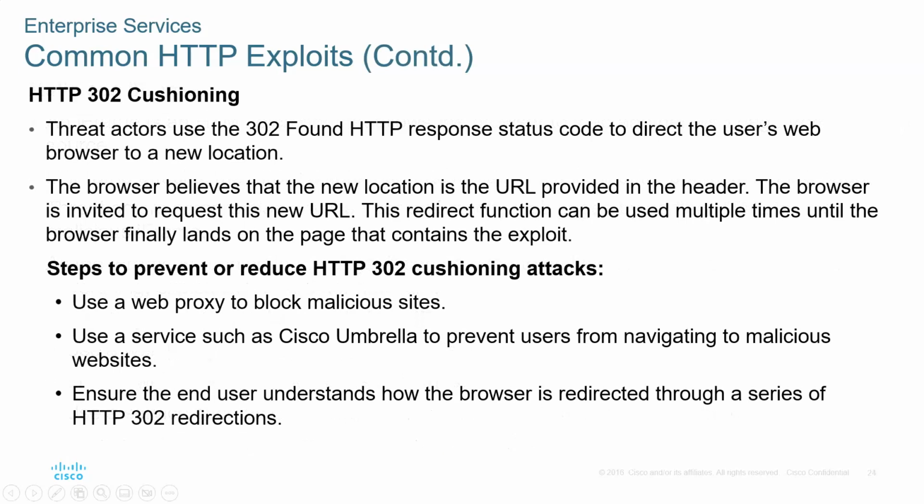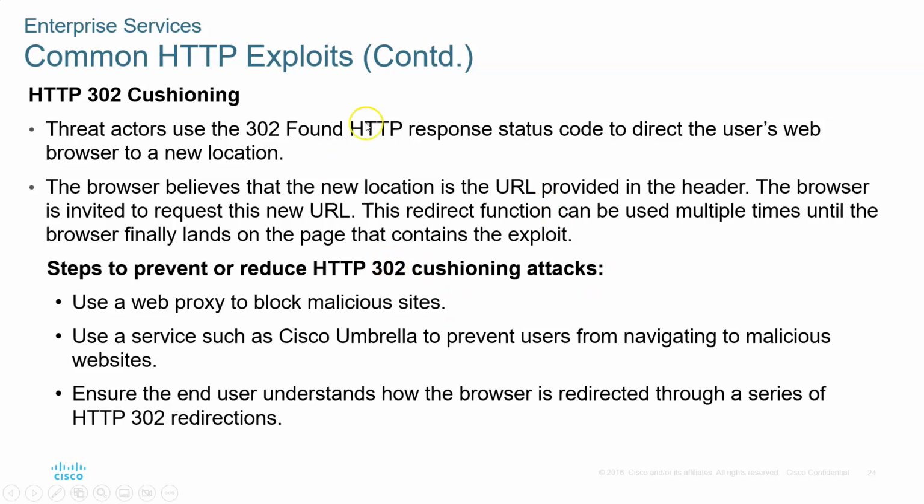All right? You may use 302 cushioning. So please write down all of these as well. The 302 Found HTTP response status code directs the user's web browser to a new location. So 302 is when they send you to a new location in the header. The browser believes that the new location URL is provided in the header, so the browser is invited to request a new URL. That's what the 302 cushioning means. So you'll be redirected to another web page. Of course, that's not good either.